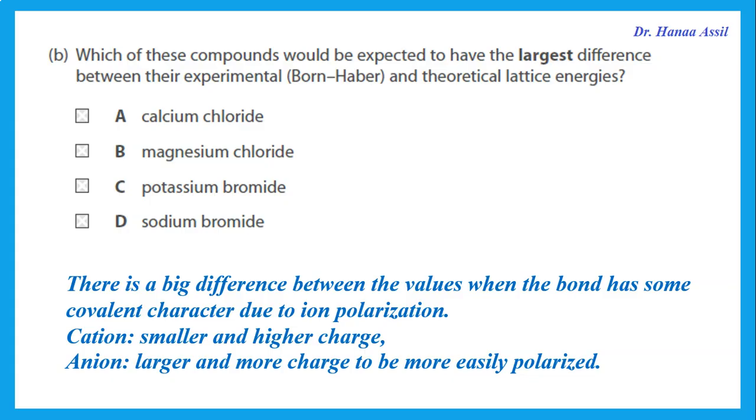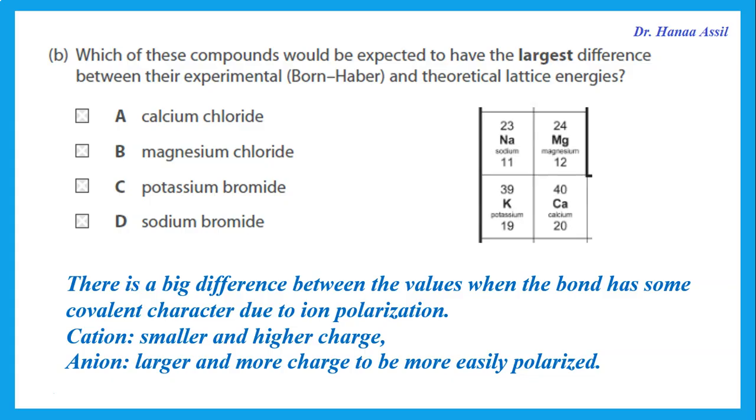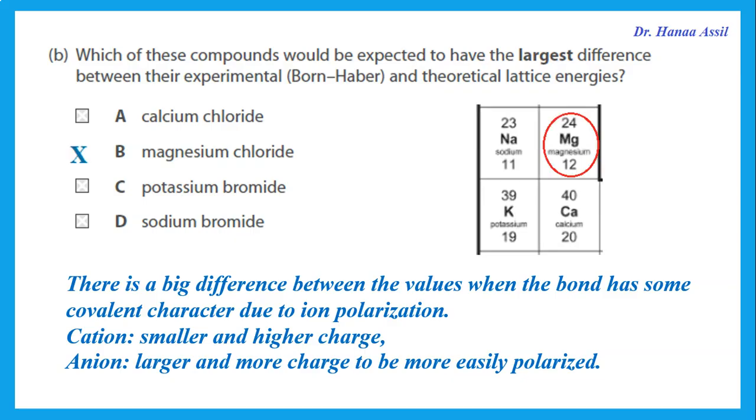If the cation is small with bigger charge. So we're looking for a cation that is small, so above, not below, with a bigger charge. So that would be the magnesium chloride. So that would have the largest difference between experimental and theoretical lattice energies, because out of these choices, this is the one that would be more likely to have some covalent character.